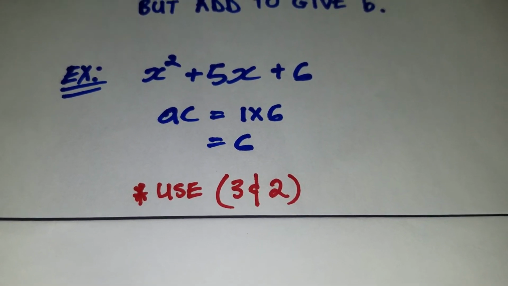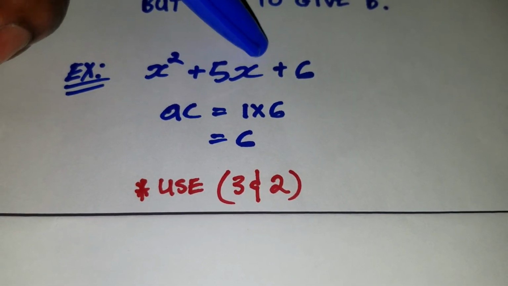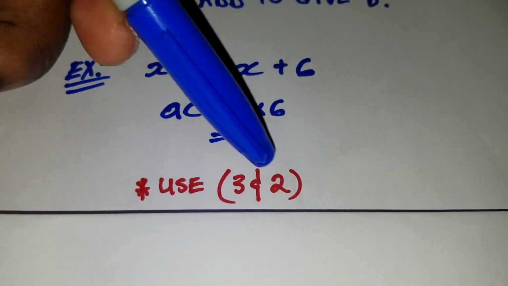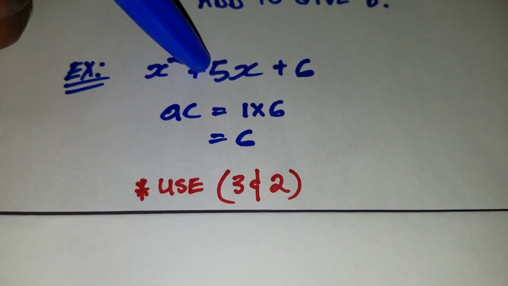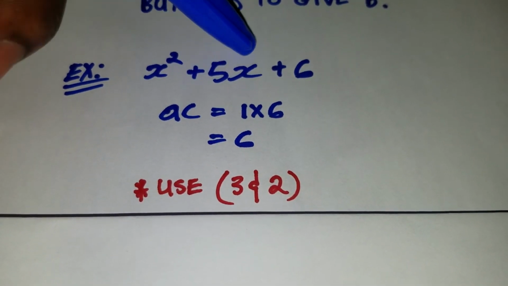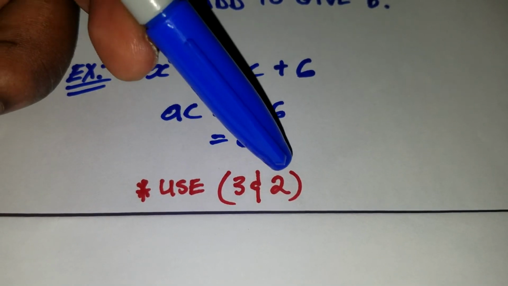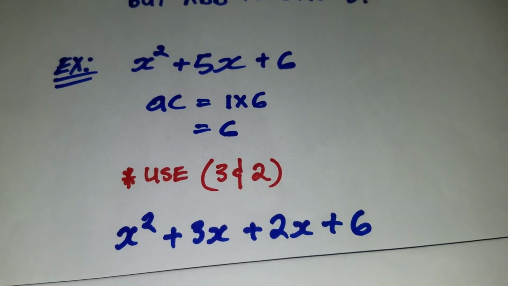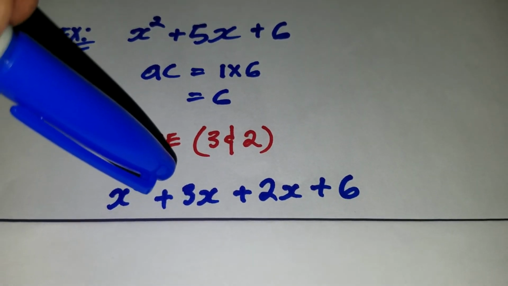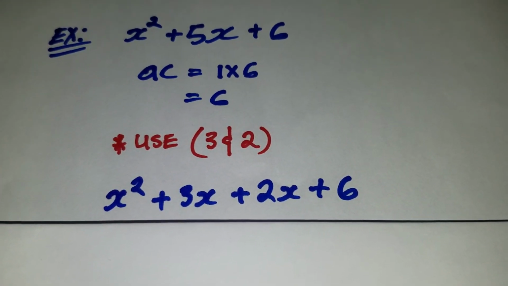Good. So now we're going to rewrite the b term, which would be 5x, in terms of the two factors. Instead of writing 5x, we're going to split it up and say 3x plus 2x. And this is what we have when we rewrite it: x squared plus 3x plus 2x plus 6.